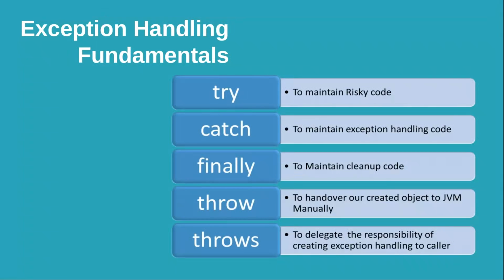And throws is to delegate the responsibility of exception handling to the caller. That is, throws is used to make the compiler understand that this particular function contains these exceptions. So when the compiler looks at the function, it comes to know that these exceptions may occur in this particular bit of code. So this is what the throws keyword is for. So we have the five exception handling fundamentals. Next we come to the types of exceptions.